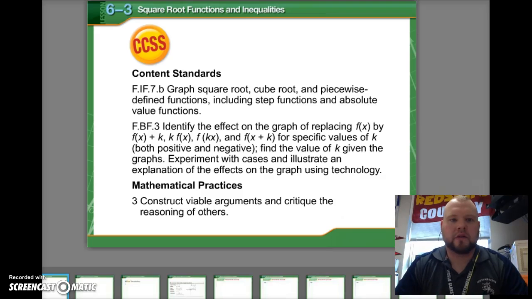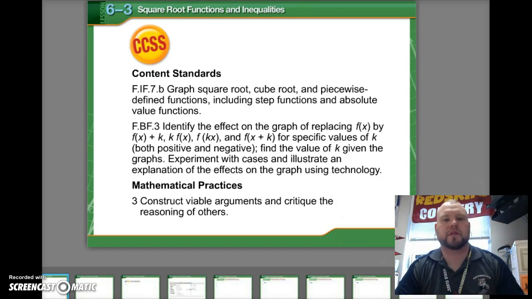Hey guys, this is the Unit 1, Lesson 12 video. We are in Chapter 6, Section 3 of the textbook, talking about square root functions and inequalities in this lesson.